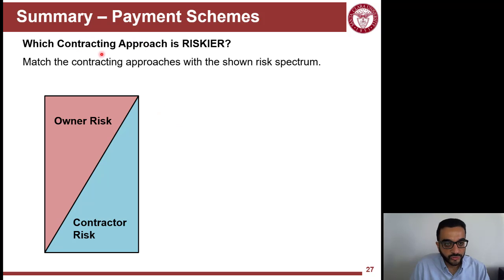Which contracting approach or payment scheme is riskier? And you have to answer me with a question, which is riskier to who? Because again, risk is a pie, right? It's the same pie, it's just how much you're going to split this pie between the owner and the contractor. So if you're going to put something like this payment scheme here, this means that it's mostly a contractor risk and less risk to the owner. If you're going to put a payment scheme here, that one is putting a lot of risk on the owner, but not much risk on the contractor.